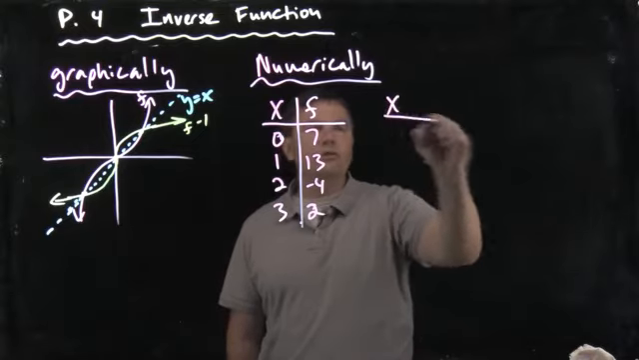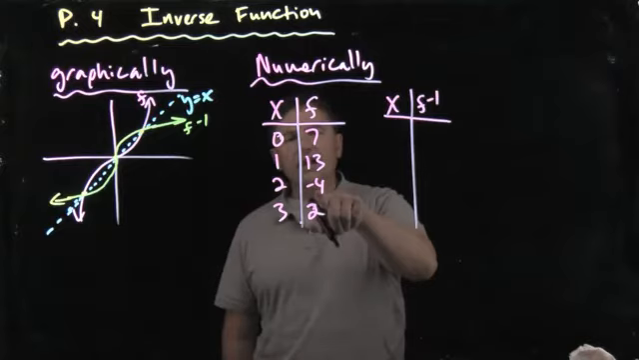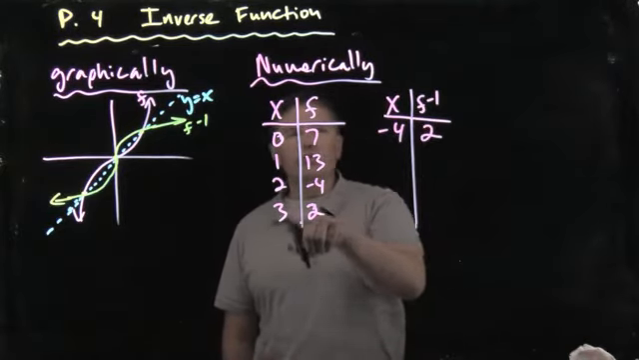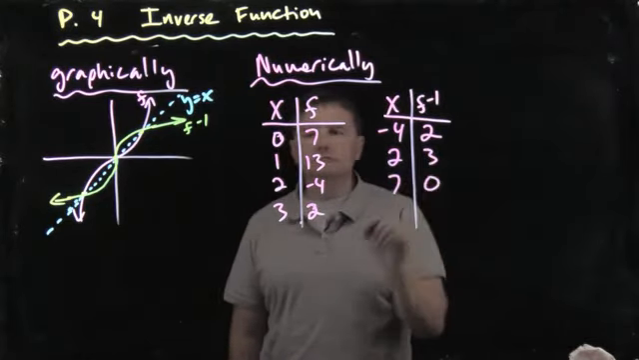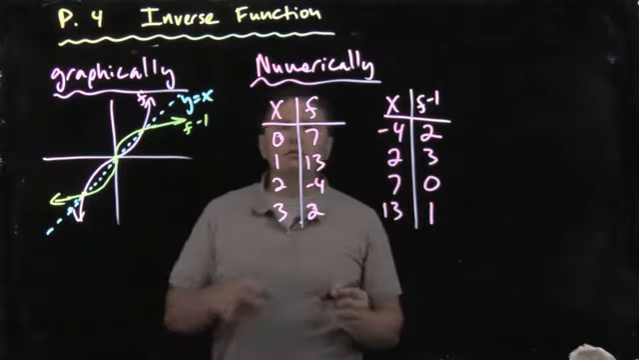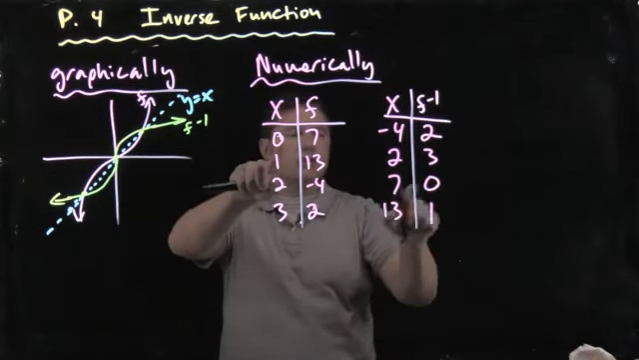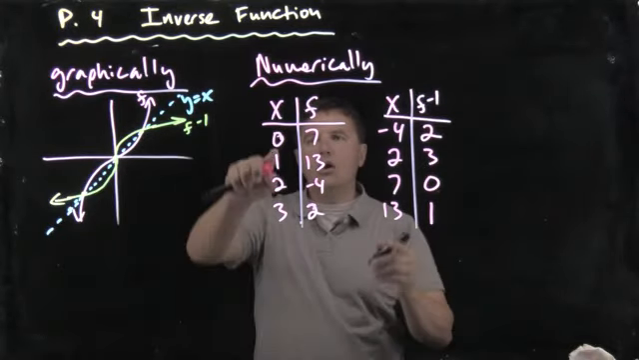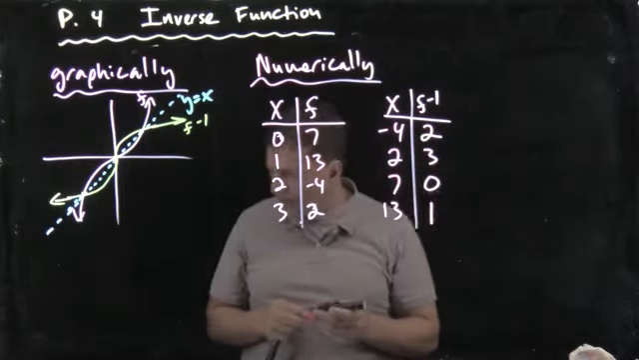What would that inverse look like? Well, simply, you're just flipping the x and y, okay? So -4 goes to 2, okay? 2 goes to 3. 7 goes to 0. And 13 goes to 1, right? So we're getting that relationship we talked about in the first thing. If we think about 0 to 7, and if we plug in 7, we're back to 0. So it's doing what we see in the definition. It's taking our original value and bringing it back to us. The inverse function is undoing that.